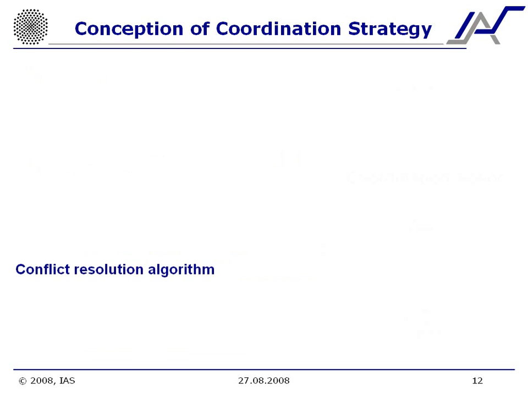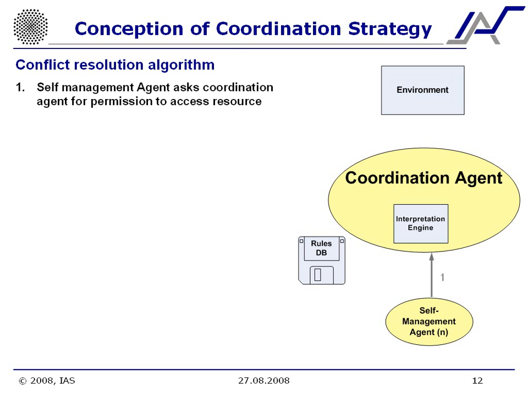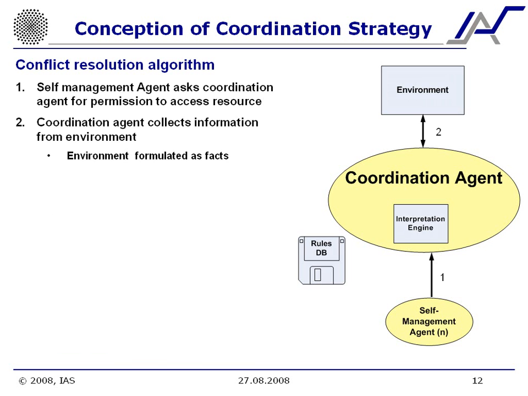Finally, to the conflict resolution algorithm. In our system, we have now an environment, we have a self-management agent, we have a rules database, we have a coordination agent that contains the interpretation engine. In the first step, the self-management agent would send a request to access the resource to the coordination agent. Then the coordination agent will take a snapshot over here of the environment. So it goes to the environment and takes a snapshot of the current environment and formulates this environment information as facts. Then after that, it would forward the facts to the interpretation engine over here.